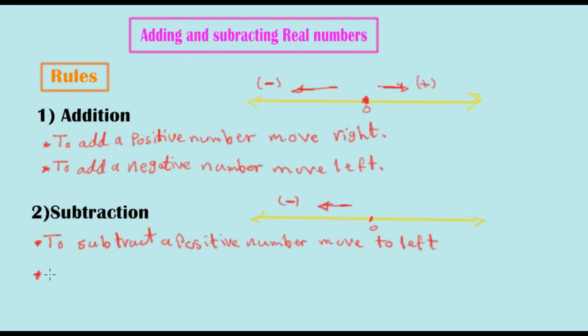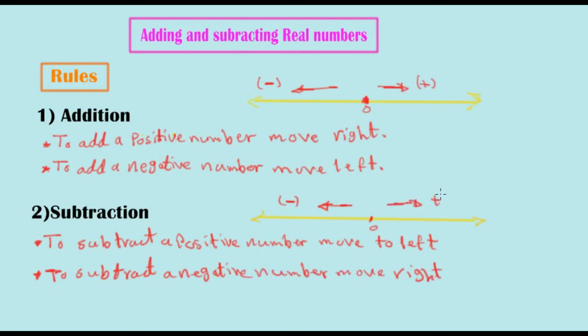And if you want to subtract a negative number, you just move right. Moving right means we are going to the positive area. So those are our rules that help us make addition and subtraction operations easy and fast for adding and subtracting real numbers.